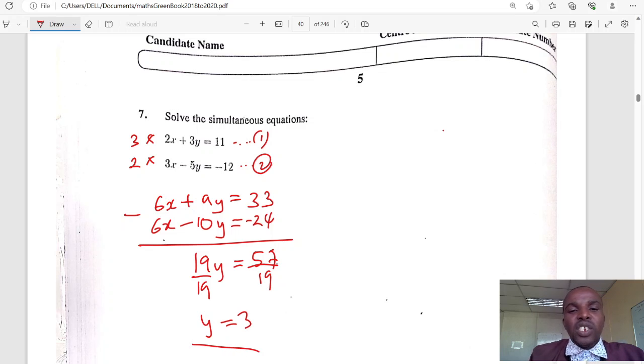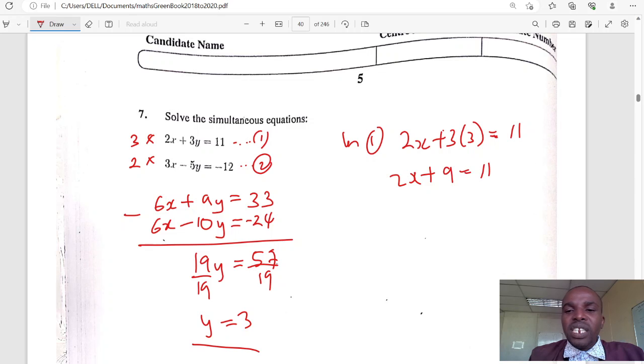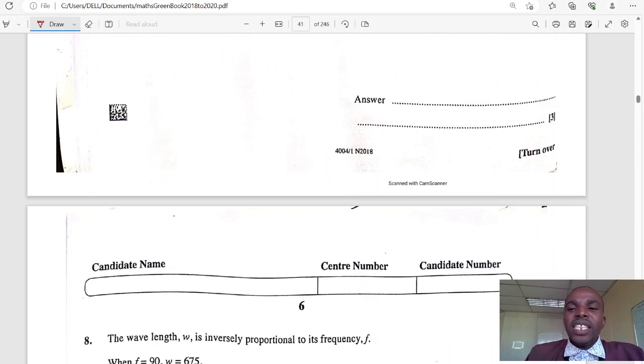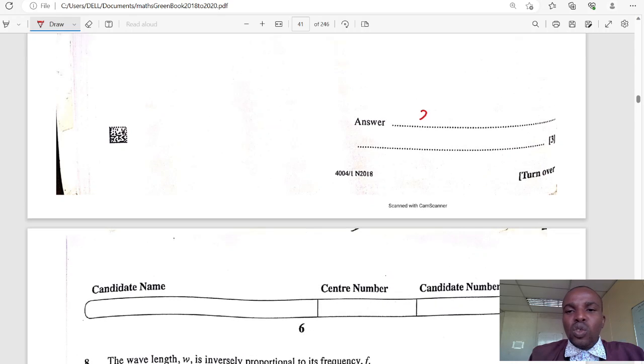Then for x, you can choose either equation 1 or equation 2. In equation 1, it's 2x plus 3y equals 11. Where there's y, you put 3, so 2x plus 3 times 3 is 9, equals 11. Then 2x equals 11 minus 9, which is 2. You divide by 2, you get x equals 1. So the solution set is x equals 1 and y equals 3. Done.